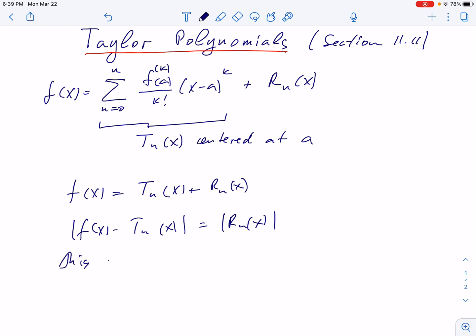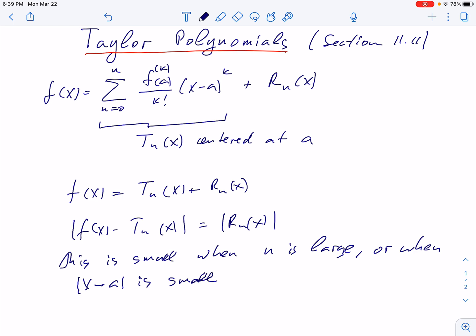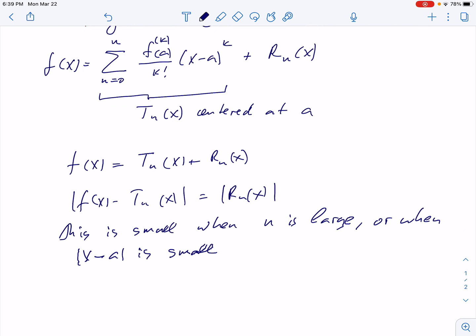This is small when n is large, or when x minus a is small. This is not written very well, something is happening with the screen. Let's write this again. So either this is small or n is large.